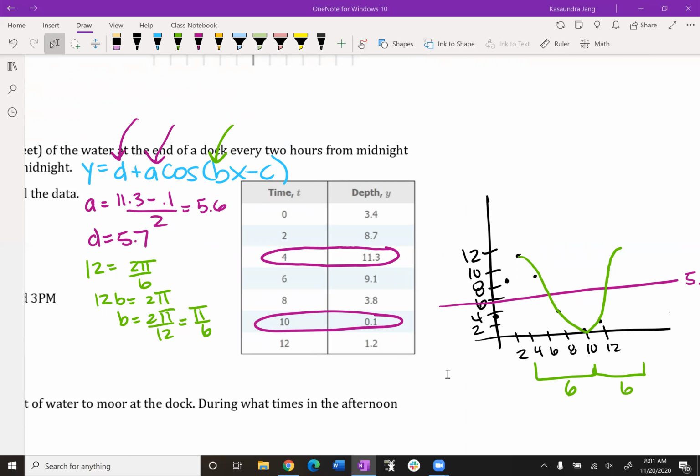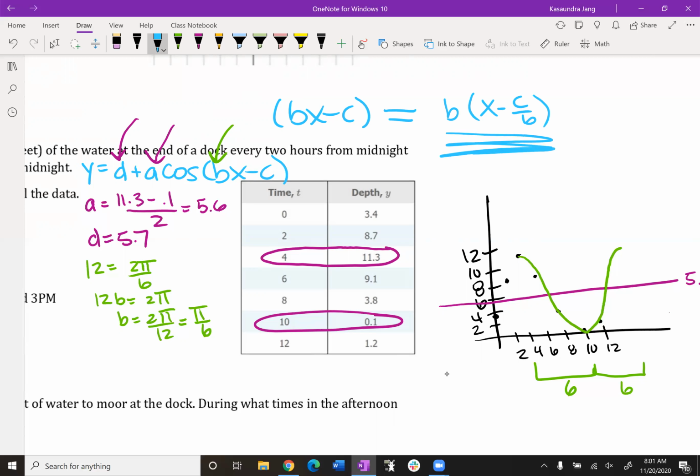All right, so just to clarify, I want to talk about this bx minus c. There is another way that I could write it. I could write it as b times the quantity x minus c over b. Like I could factor the b out. And the reason I would prefer to do this is because any horizontal shift of some kind, if I'm going horizontally, I have to do with the x's.